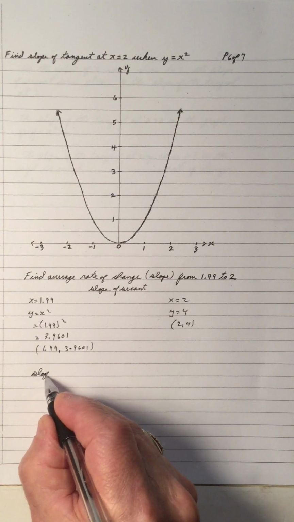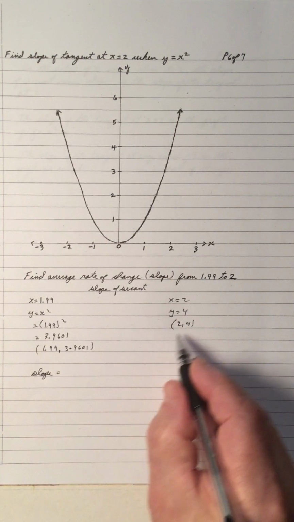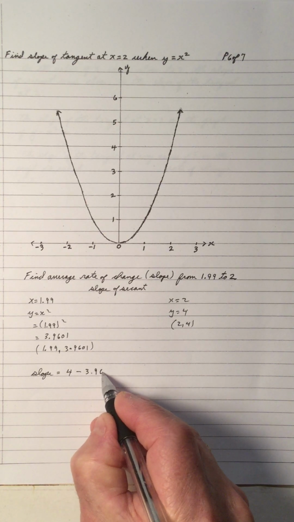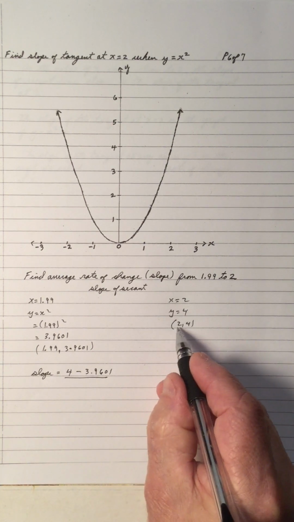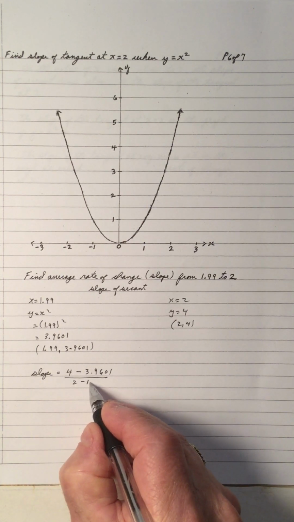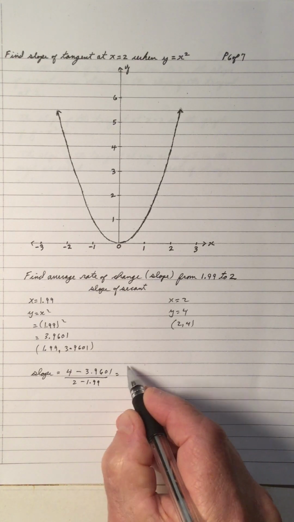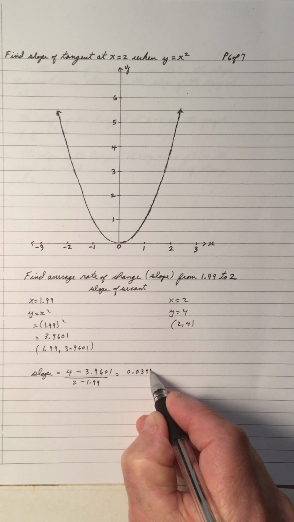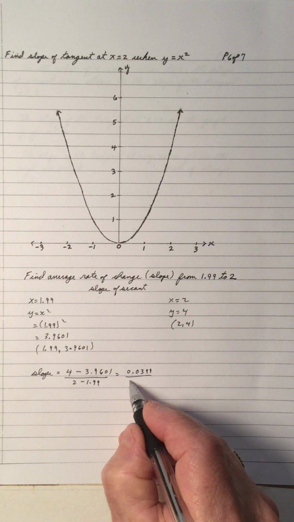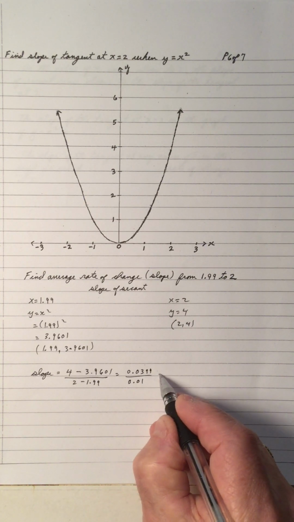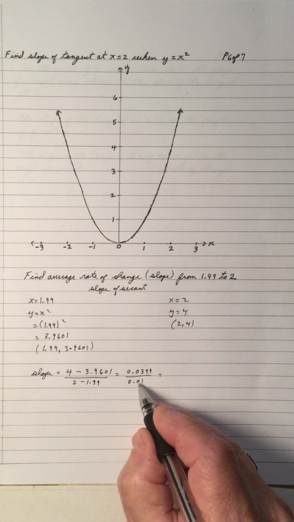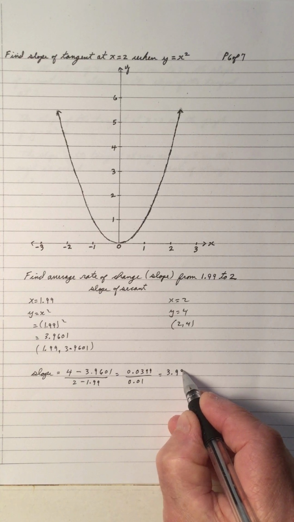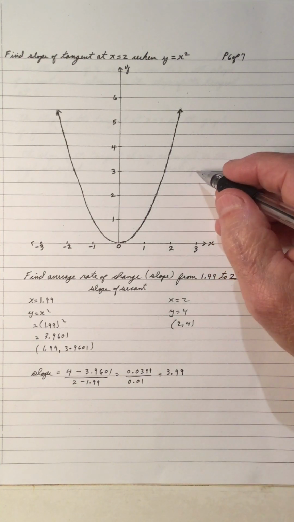Now I say I'm going to find the slope of the secant between these two. So it's y2, 4, minus y1, 3.9601, over x2, 2, minus x1, 1.99. And when you subtract with a calculator, that gives us 0.0399. When you subtract here, you get 0.01. When you divide this, the decimal moves 2 places to the right, so you get 3.99.